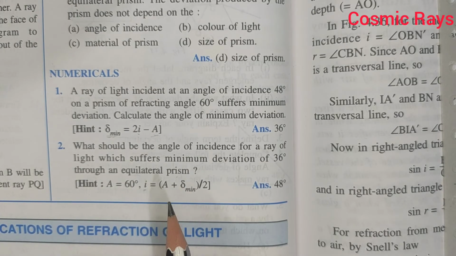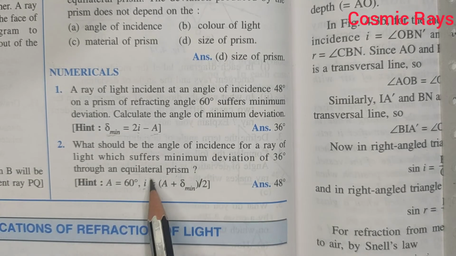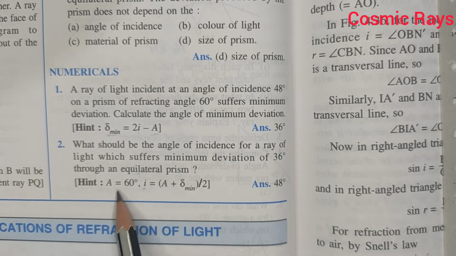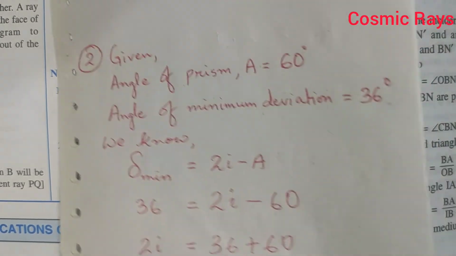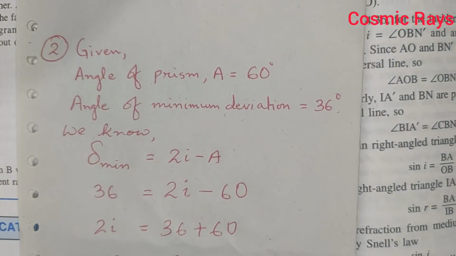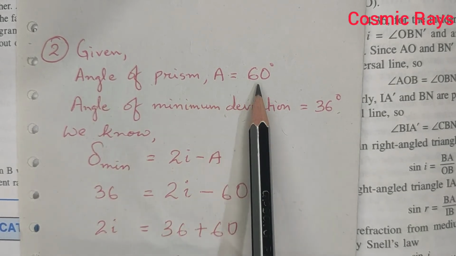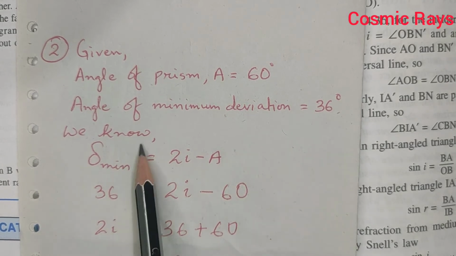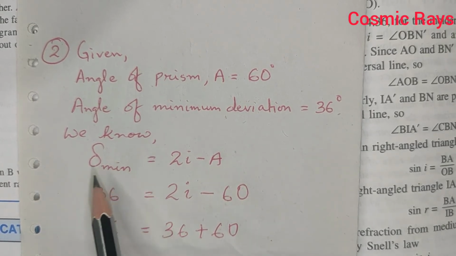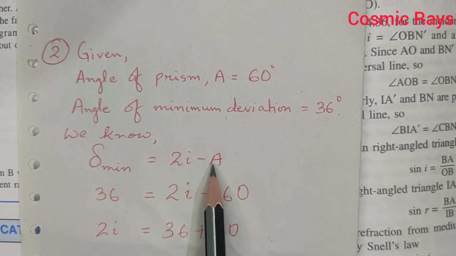So for equilateral, like for equilateral triangle, all the angles are 60 degree. So for this equilateral prism, the refracting angle would be 60 degree only. So here we have written the given things. It says angle of prism A is 60 degree, angle of minimum deviation is 36, and we use the same formula like the previous question, that angle of minimum deviation is equal to twice I minus A.